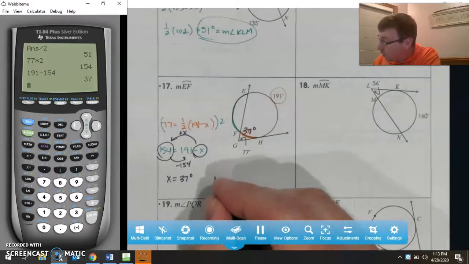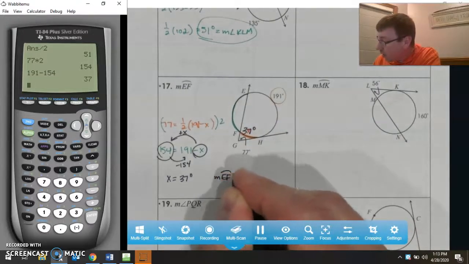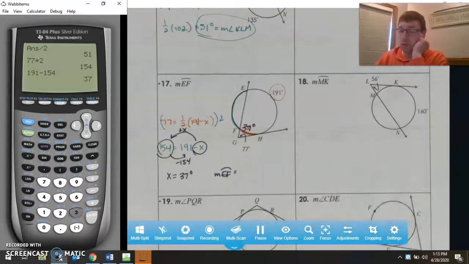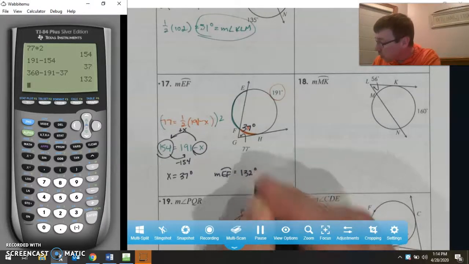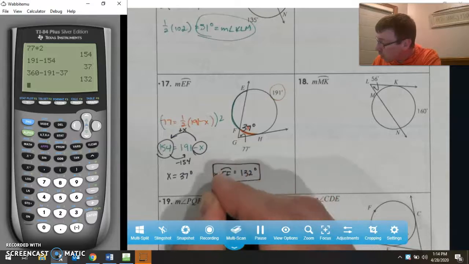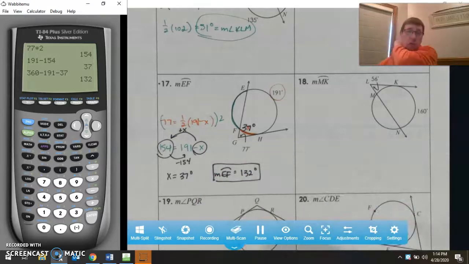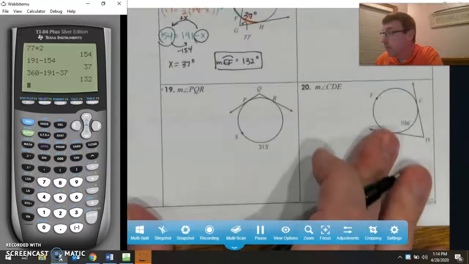Now, to find the measure of arc EF, I know there's 360 degrees in a circle, so I'm going to take 360 minus 191 minus 37. I'll get 132. And again, if I'm going too quick for you, that's okay. You can pause the video and go on from there.